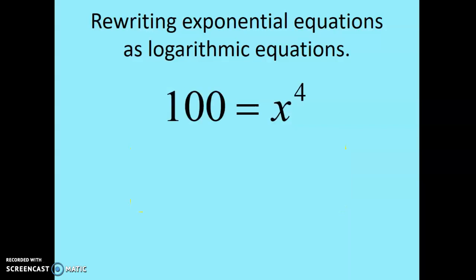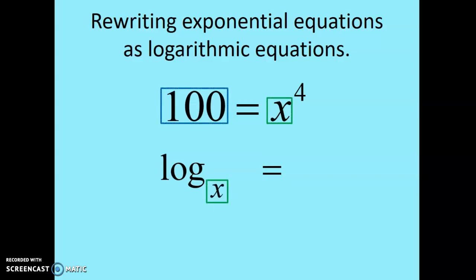All right. Next one, we have 100 equals x to the 4th. Again, the base of your exponent becomes the base of your log. The answer of your equation becomes the of part of your logarithmic equation. And the exponent becomes the answer of your logarithmic equation. And there you go.